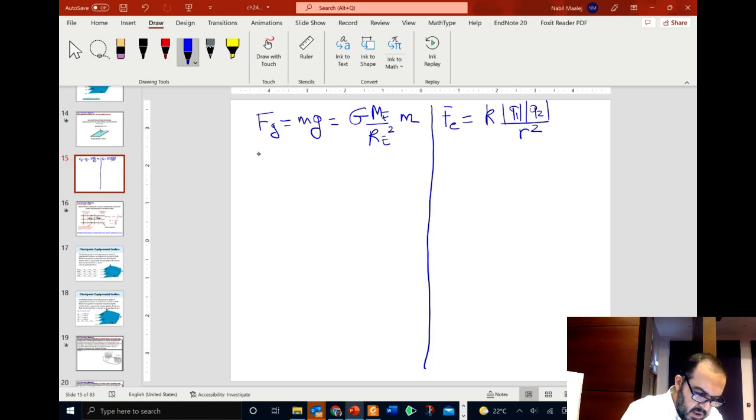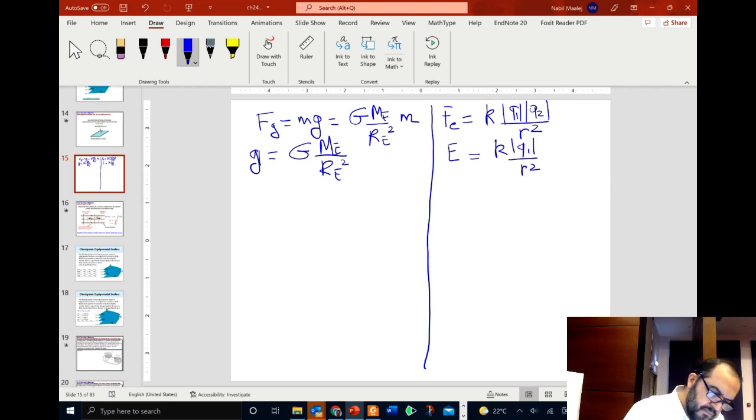Here we can write that little g, the gravitational field, is just equal to capital G, mass of the Earth, divided by radius of the Earth squared. And here we also define that the electric field is equal to K, and let's assume Q1 is a source charge, so this is K Q1 divided by R squared. Let me just write it in absolute values. So this is the electric field.